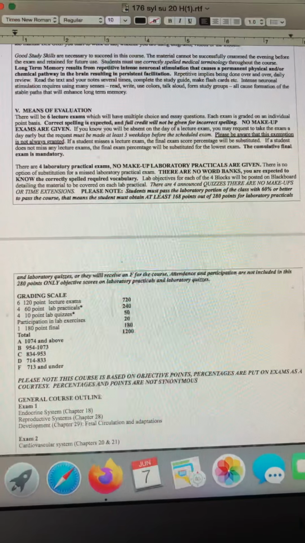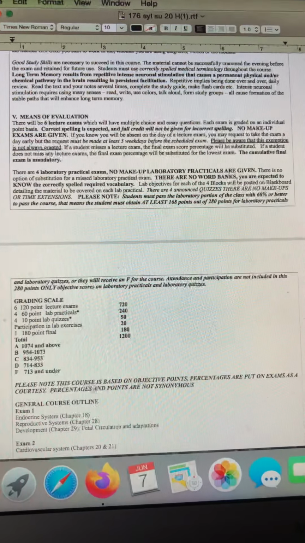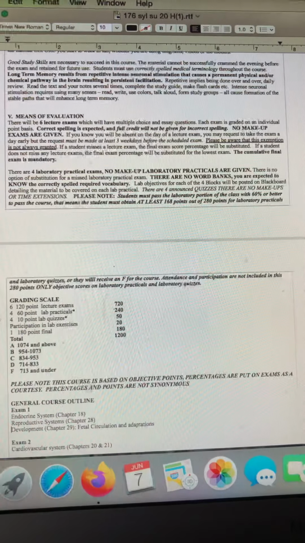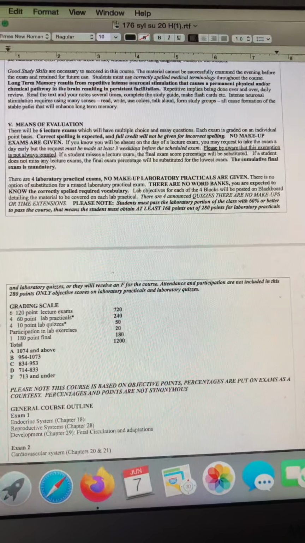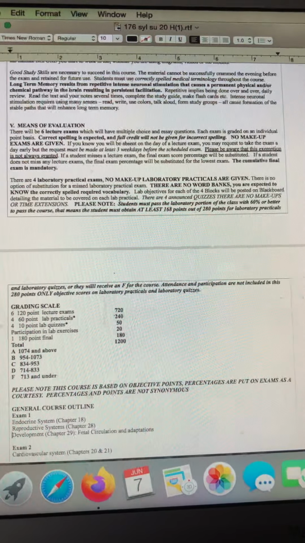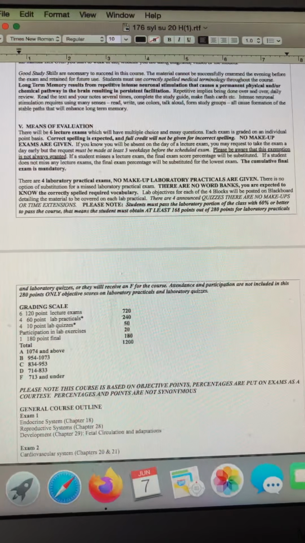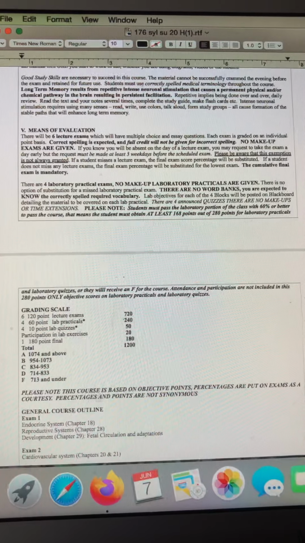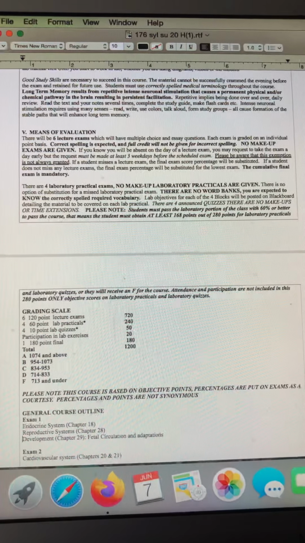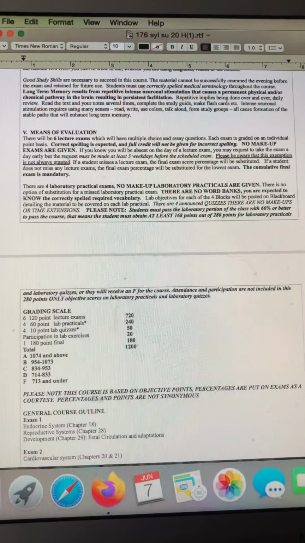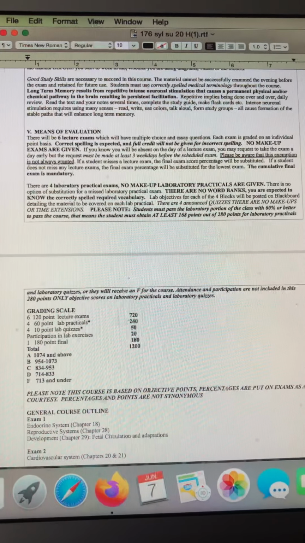One thing you have to remember, we have that rule about you have to pass the laboratory with at least a 60% or better. The point values are listed in the syllabus. You have to get 168 points out of 280. It also lists the grading scale, how many points you get for the 6 lecture exams, how many for the lab practicals, how many for quizzes, participation in lab, and then the final exam. It also has the point value cutoffs.